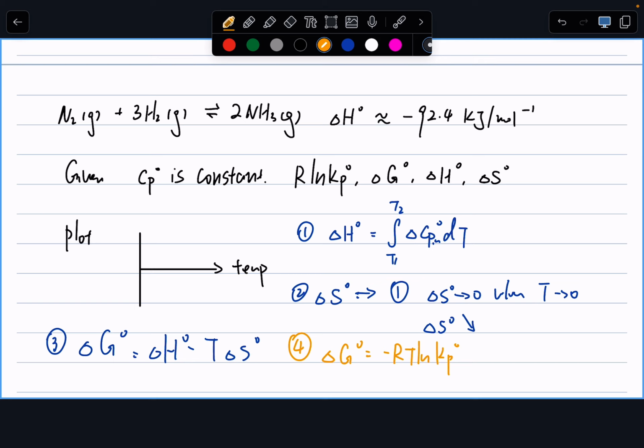And if we write down the definition of my Kp naught for this reaction, we have the pressure of NH3 squared divided by P naught squared, over the pressure of N2 divided by P naught times the pressure of H2 divided by P naught to the third. And this must equal 1. All right, so we have some information regarding how the ratio of my reactant and product would shift with respect to temperature by simply looking at the figure.